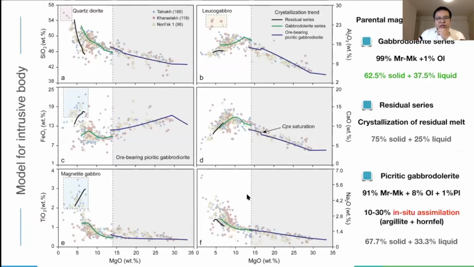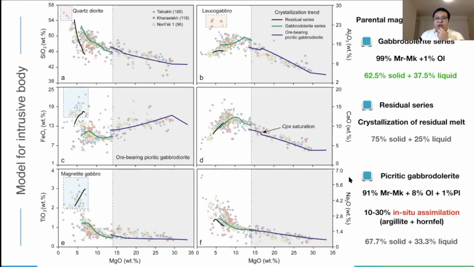I also modeled the composition of these rocks. Firstly, we just focus on the gabbronorite series, and we take the parent magma as MR to MK basalt. We take 99% of MR to MK plus maybe 1% of olivine and feldspar, and do the accumulation, and we can see that it matched very well. And the residual melts from this accumulation, doing further accumulation, can match the residual series.